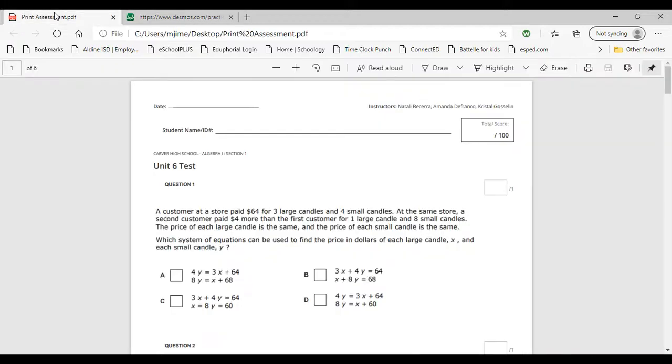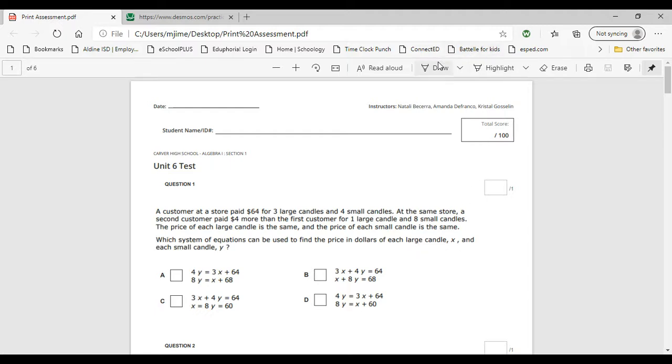All right, let's go with the first question. A customer at a store pays $64 for 3 large candles and 4 small candles. At the same store, a customer paid $4 more than the first customer for 1 large candle and 8 small candles. The price of each large candle is the same, and the price of each small candle is the same. Which system of equations can be used to find the price in dollars for each large and small candle?